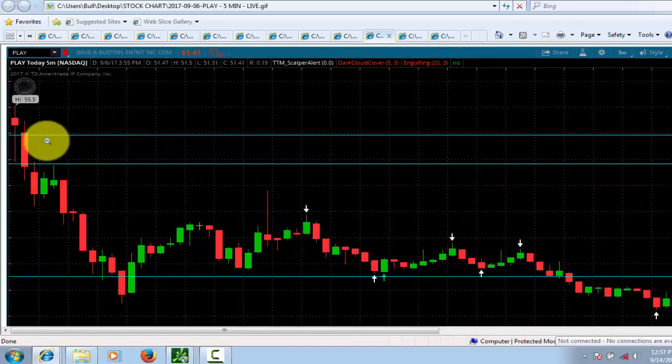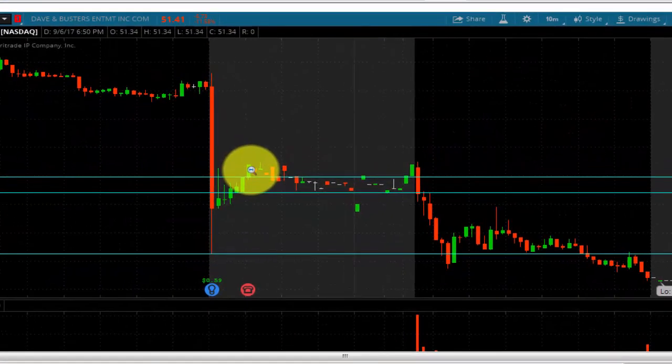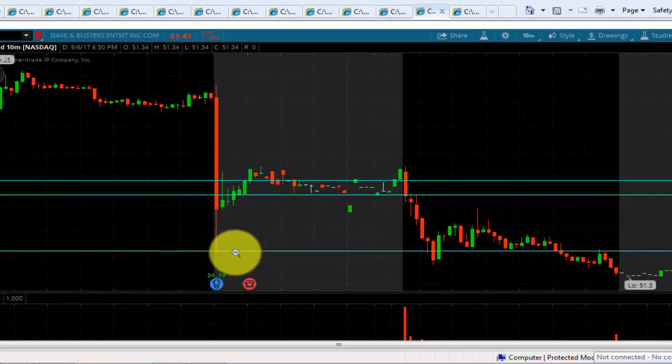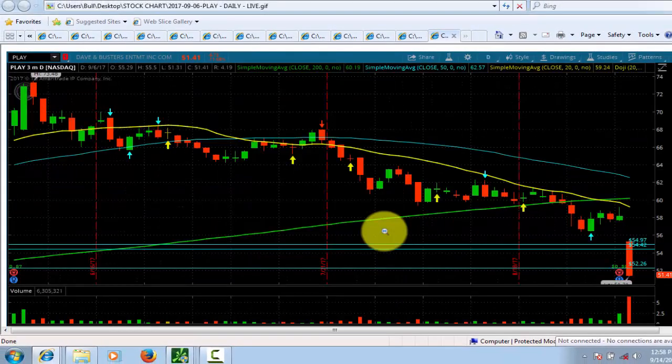This was live as well. Entry was $54.97. Exit was $54.42. Stop loss was $55.50, which was 1% from my entry, and my profit was also 1%. The pre-market chart of play, there was a support here at 52.26, but I did not hold on that long. And here is the daily chart of play.